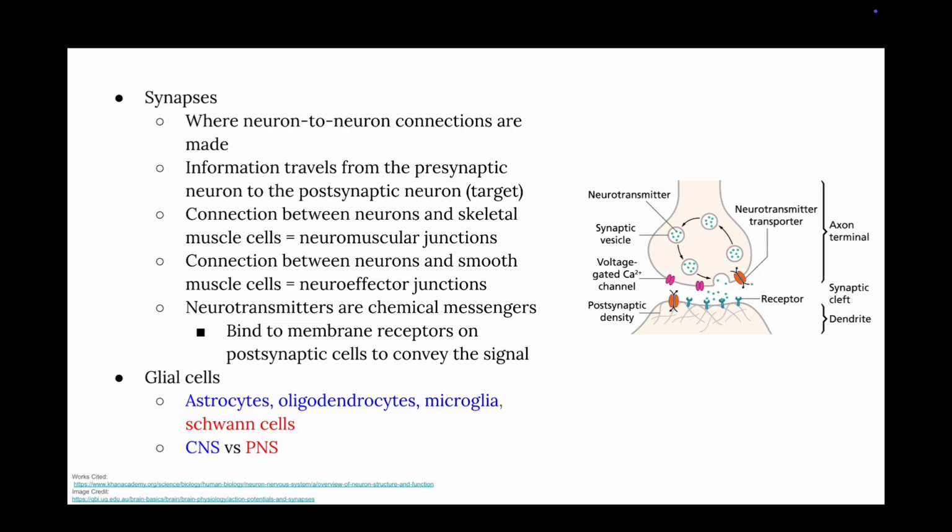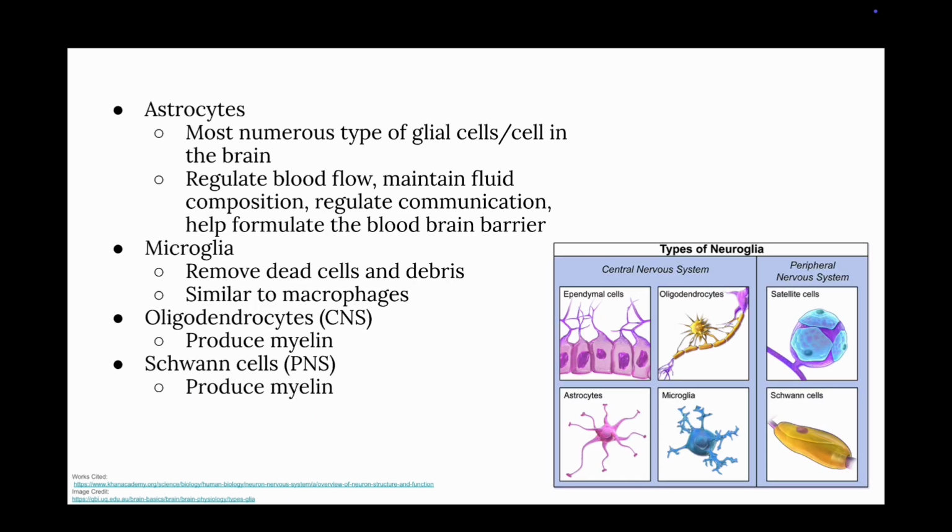In the brain, you also have glial cells, which are astrocytes, oligodendrocytes, microglia, and Schwann cells. The astrocytes, oligodendrocytes, and microglia are part of the central nervous system, while the Schwann cells are part of the peripheral nervous system. Astrocytes are the most numerous type of glial cell, and also the most numerous cell in the brain. They regulate blood flow, maintain fluid composition, regulate communication, and help formulate the blood-brain barrier.